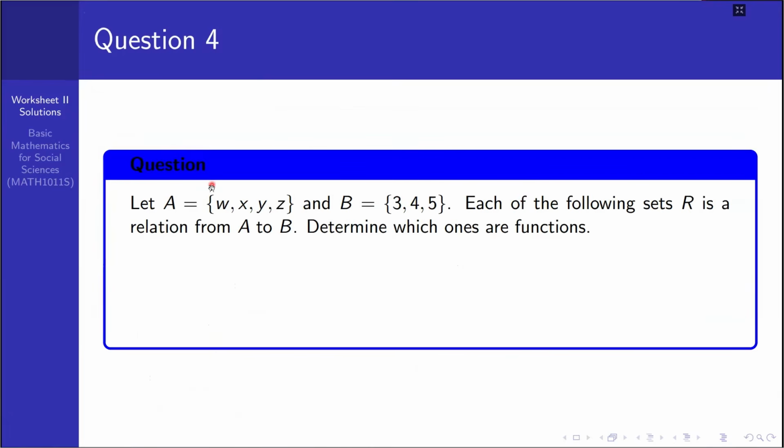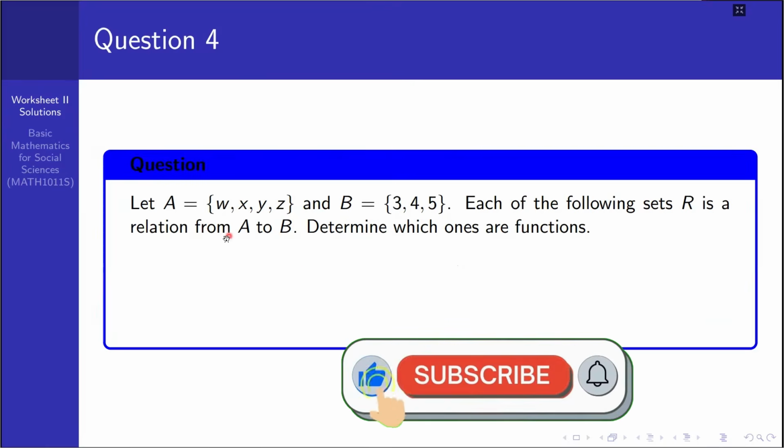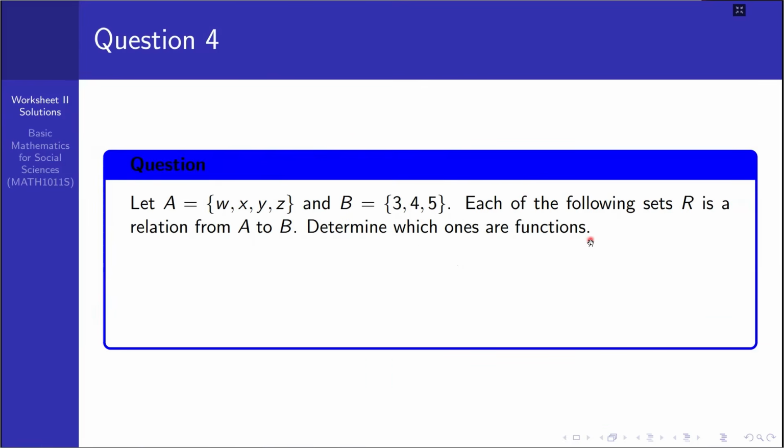Okay, question number 4. Let A be equal to the set containing W, X, Y, and Z, and B be equal to the set containing 3, 4, 5. Then each of the following sets is a relation from A to B. Determine which ones are functions.